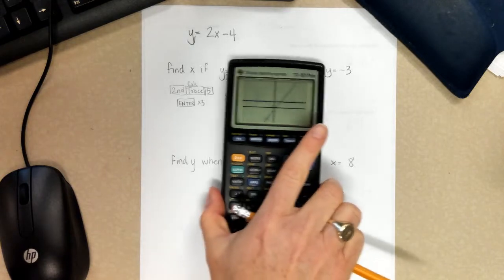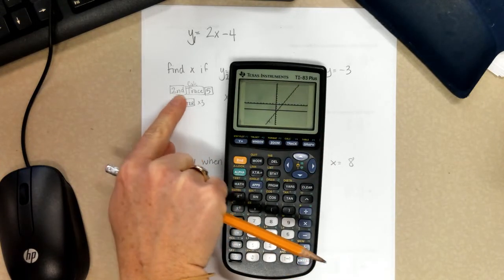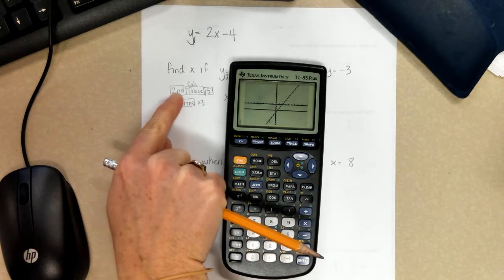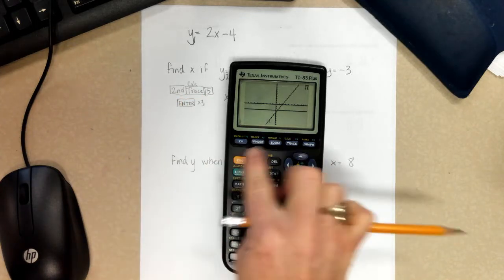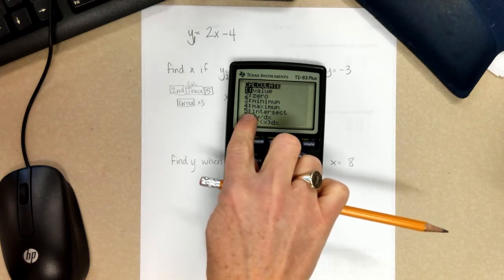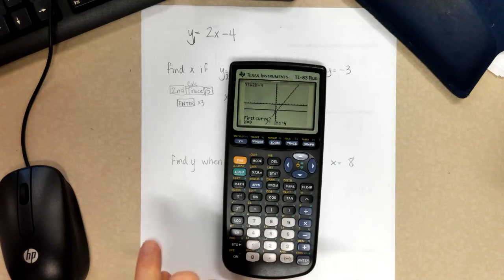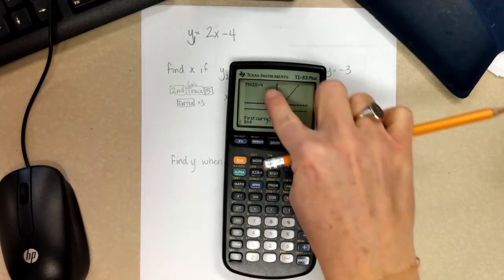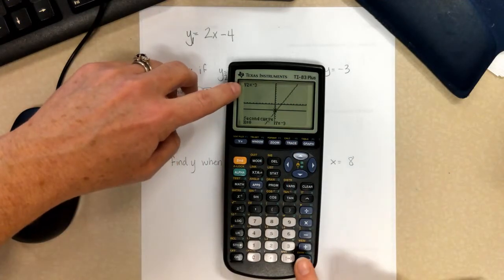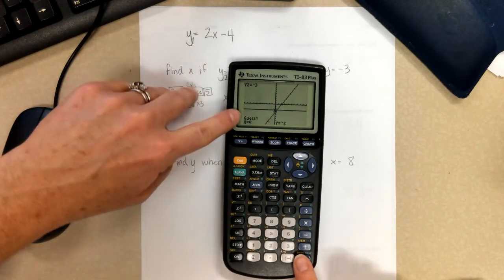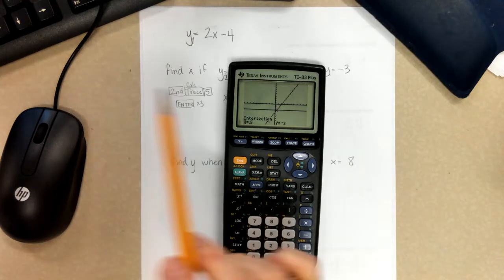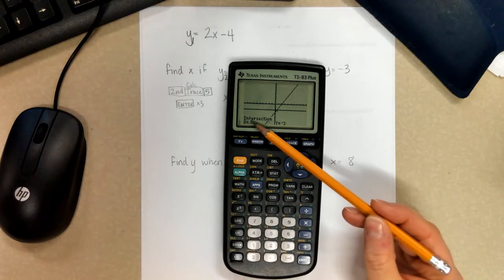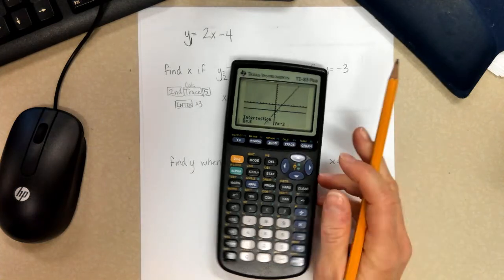So here's our steps again. Write these down in your notes if you haven't. Second, trace, and then the number 5, because that says intersection. And then we're going to press enter 3 times to select the first equation, the second equation, and then to get rid of the guess. So this time, when y equals -3, x is 0.5, or 1/2.